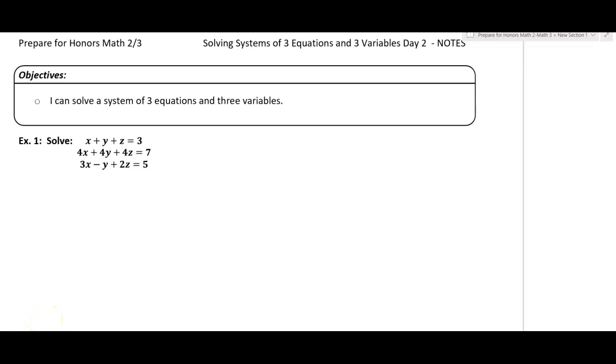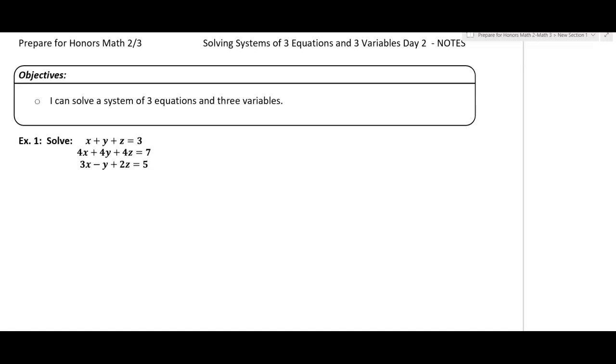Hello everybody. This is day 2 of solving 3x3 systems, and this is just a variety of different problems, and then problems that have no solution or infinitely many solutions. So let's take a look at these and see how you do. So the first one here, again, like always, we're looking to eliminate one of the variables using all three equations.